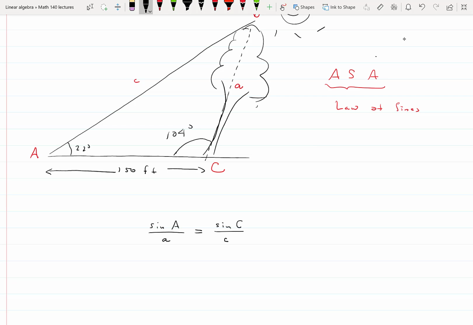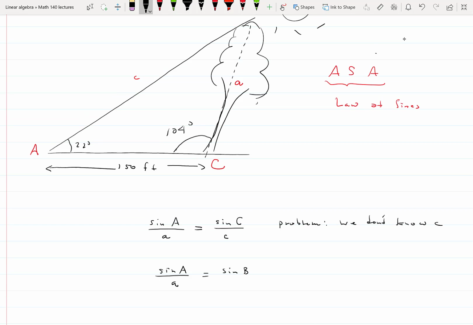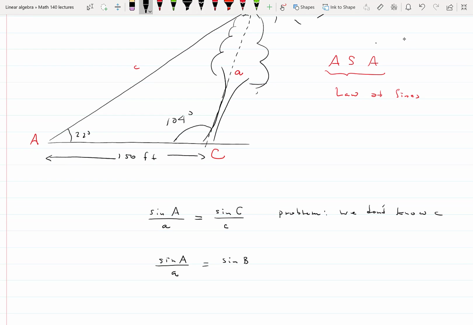Well, that's a problem. The problem is we don't know small c. So I would rather use the sine of A over a. We're stuck with that because we're going to need to find a, so we got to use sine of A over a equals sine of B, the angle at the top of the tree, over b.